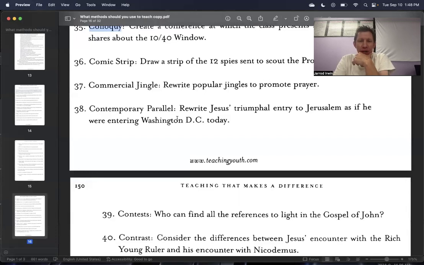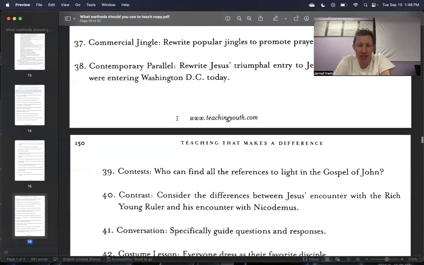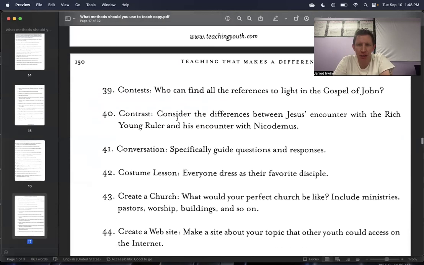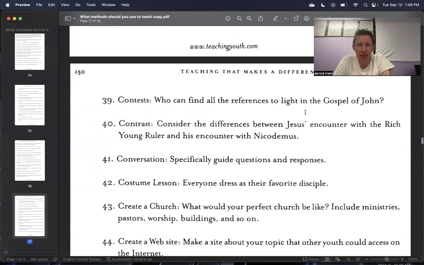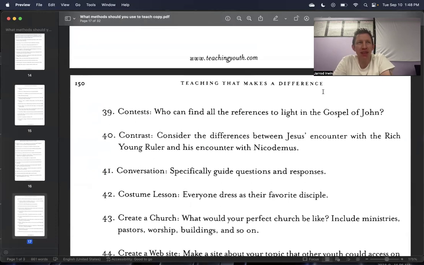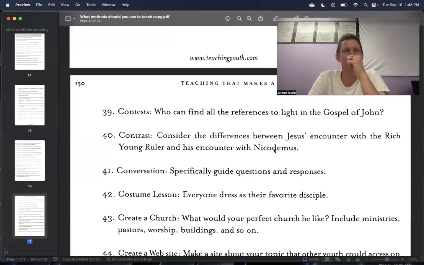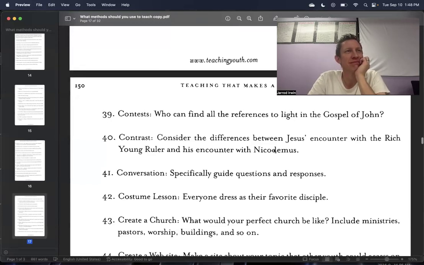Contemporary parallel: rewrite Jesus' triumphal entry into Jerusalem as if he were entering Washington, DC today. That could be interesting. If you think about it, it paints a picture: there's a new president, oh, Jesus. You could understand why people might get a little upset. But he wouldn't need a bulletproof car.